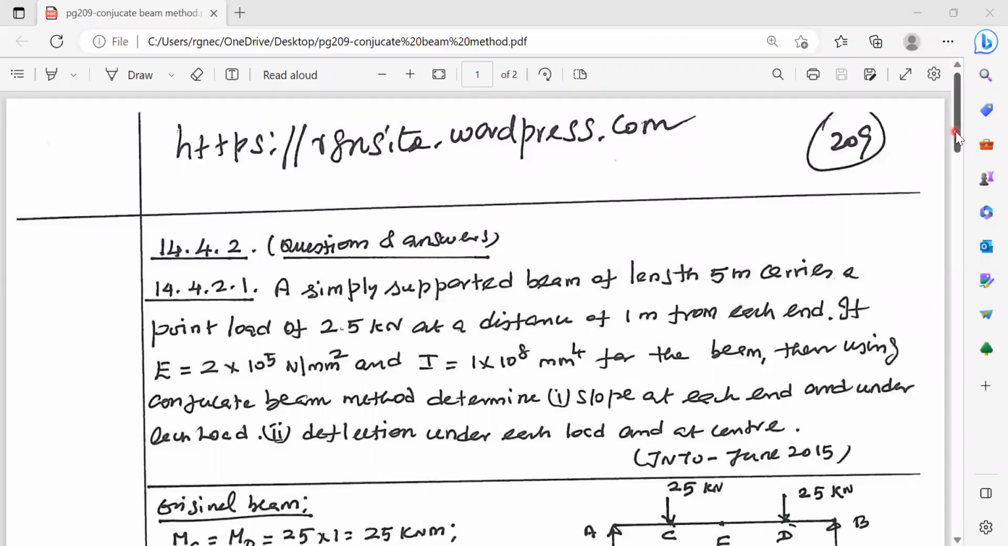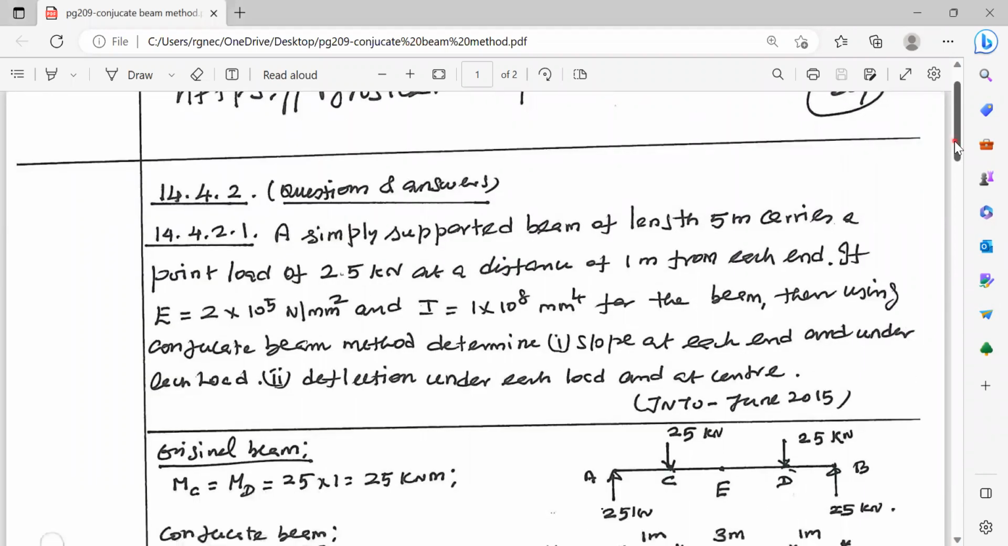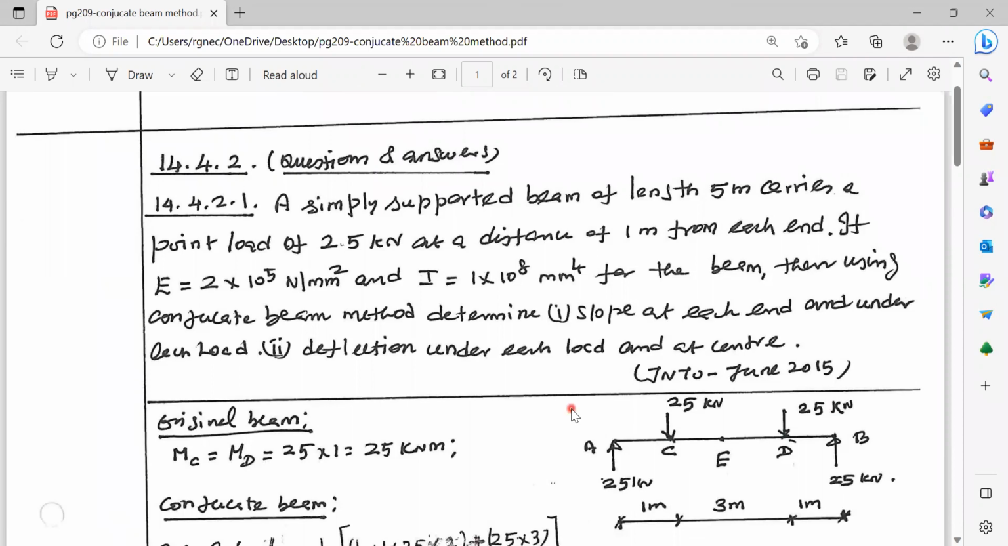Friends, now we will see one university question on calculation of deflection by conjugate method. This is for JNTU for the year 2015. It is a simply supported beam of length 5 meters carries a point load of 25 kilonewton at a distance of 1 meter from each end.